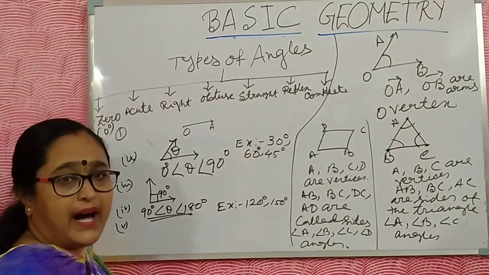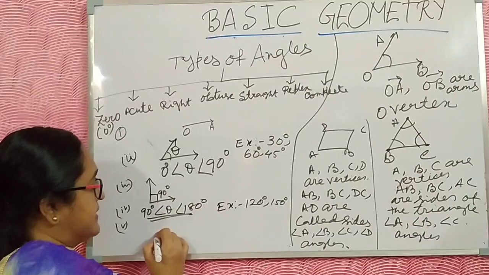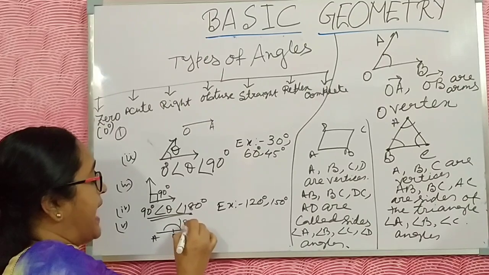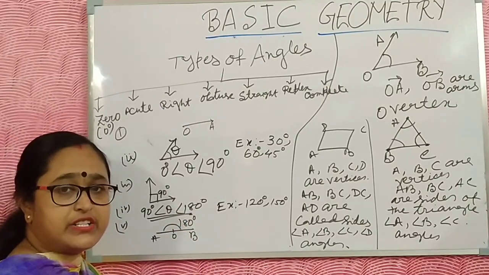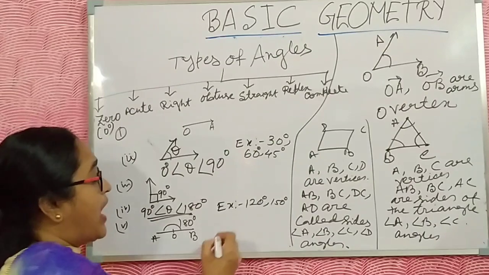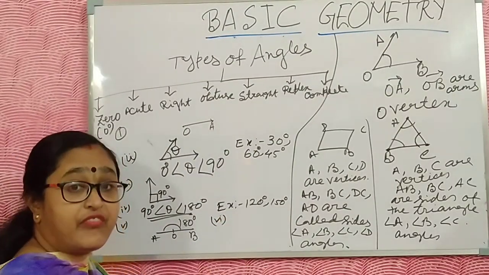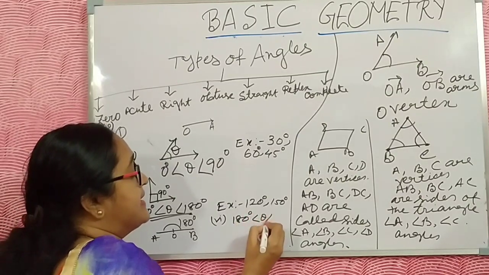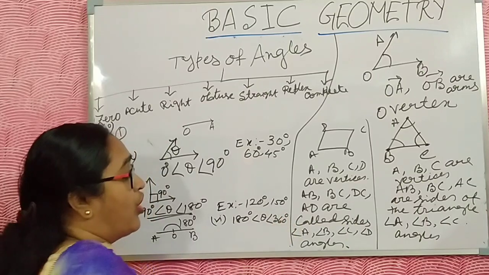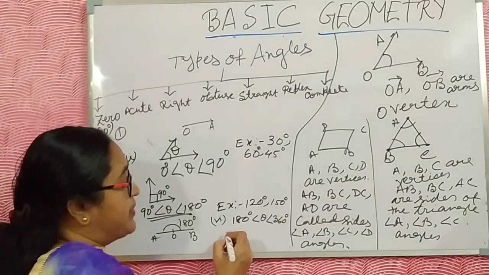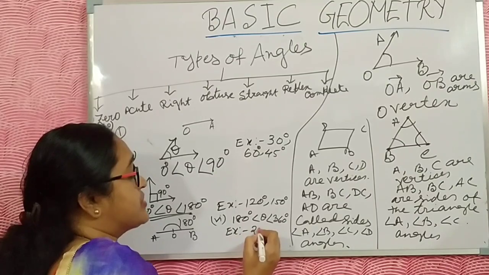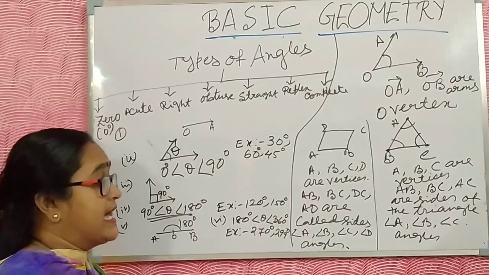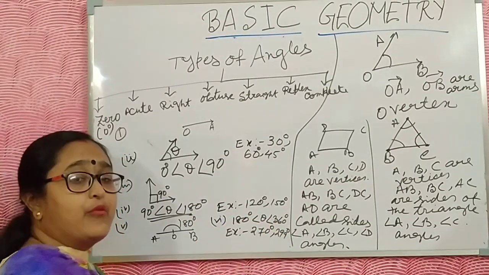And the fifth one is straight angle. The angle that measures 180 degree is called a straight angle. Now I discuss the reflex angle. The angle that measures greater than 180 degree and less than 360 degree is called a reflex angle. Examples of reflex angle are 270 degree, 299 degree, and so on, less than 360 and greater than 180.